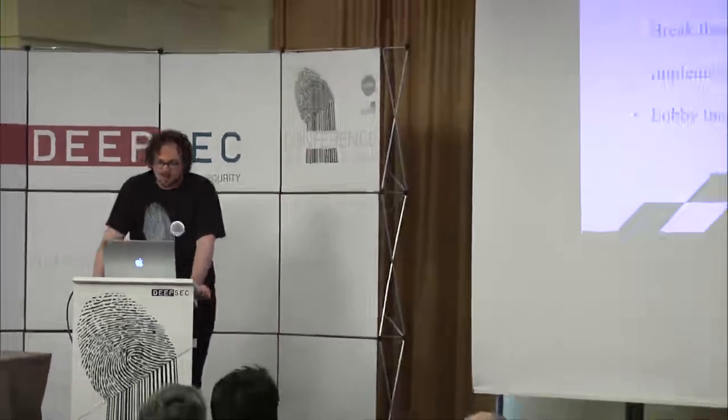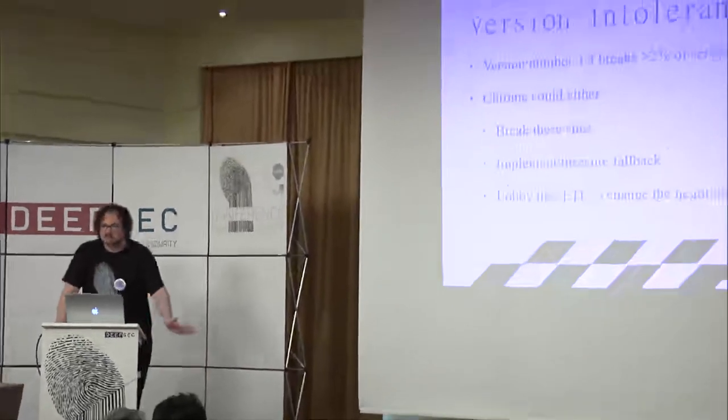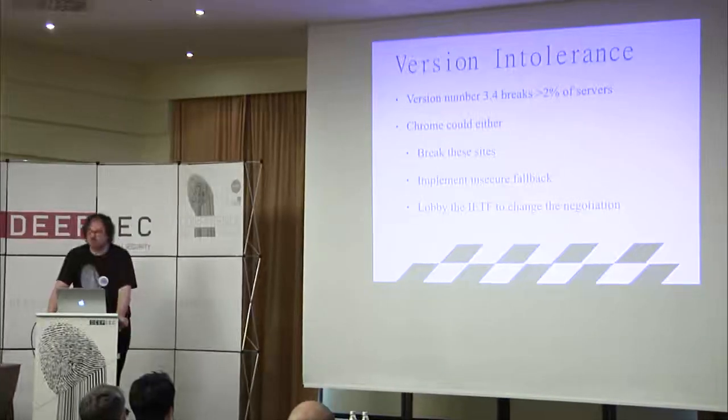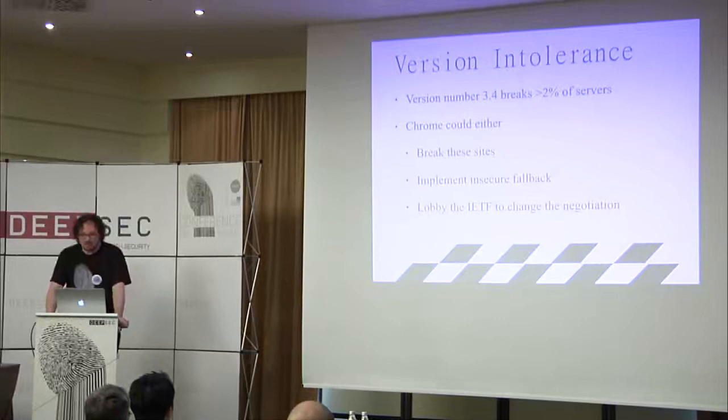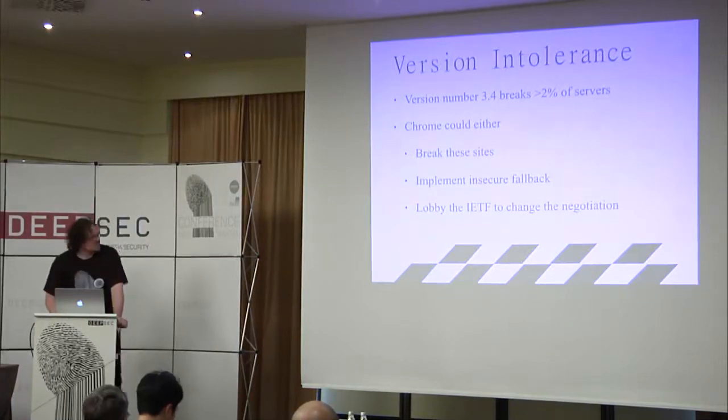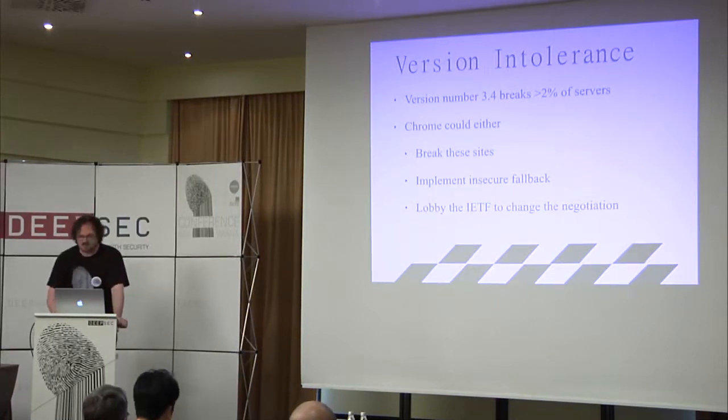And draft 14 saw some problems, specifically version intolerance. Using 3.4 actually breaks a bunch of servers, and from Chrome's perspective, they could do one of 3 things. One is just break these sites so that Chrome doesn't work with a certain percentage of the internet, which was infeasible for their business model. Implement an insecure fallback, so if 1.3 doesn't connect, you fall back to 1.2, or lobby IETF to change negotiation, which is sort of what they did.